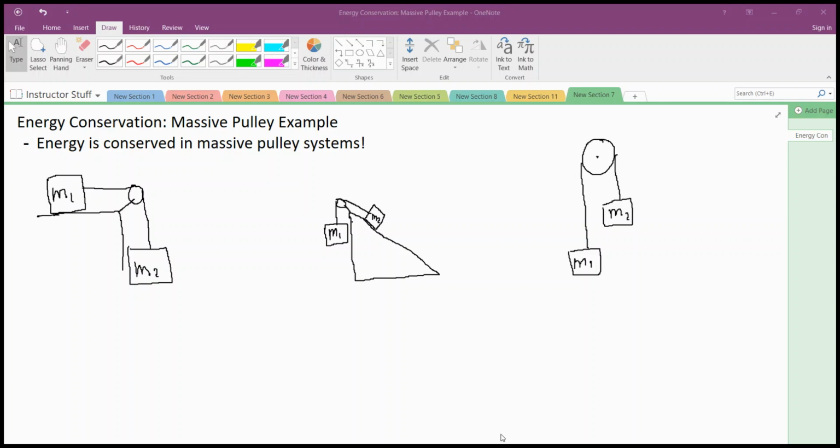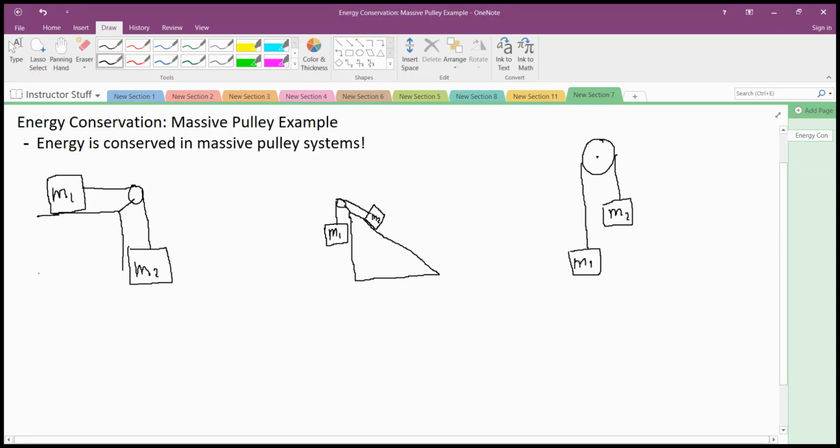Let's look at a pulley example again and show that energy is conserved even when the pulley now has mass. So we are dealing with pulleys that have mass but are still frictionless. Once again, this is true for any sort of pulley system that you might imagine. Let's focus on this one for the proof.